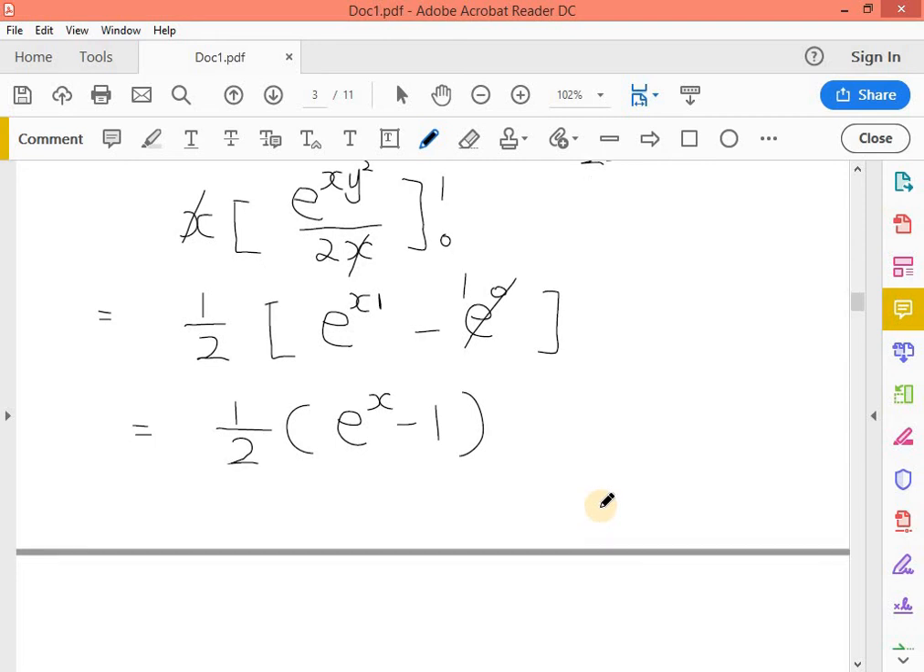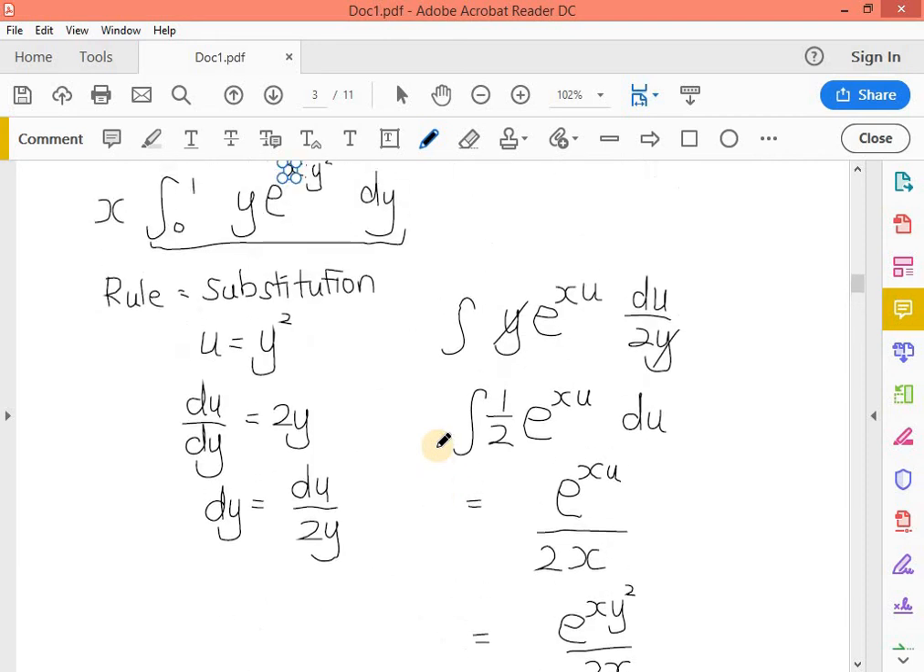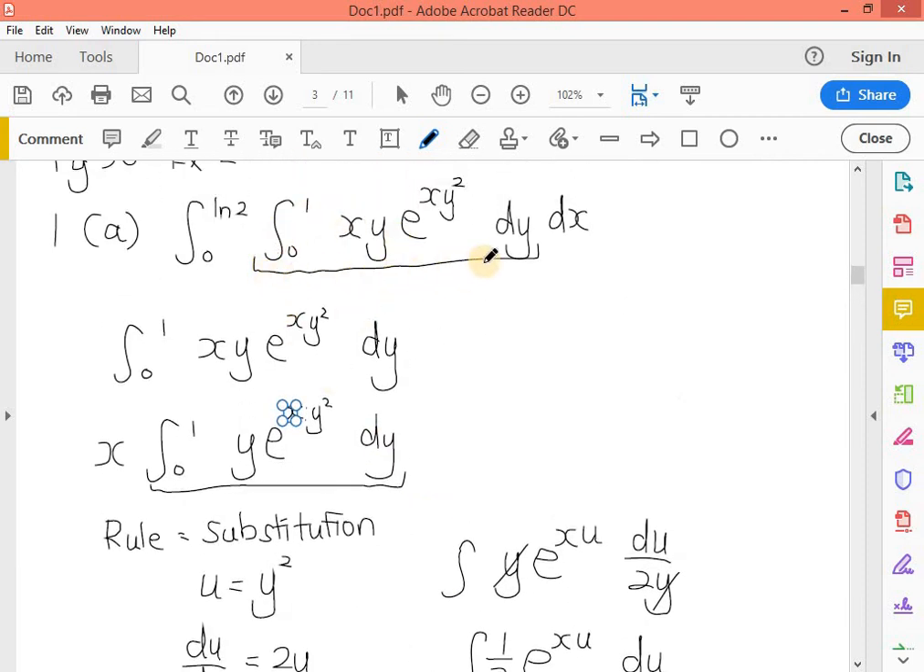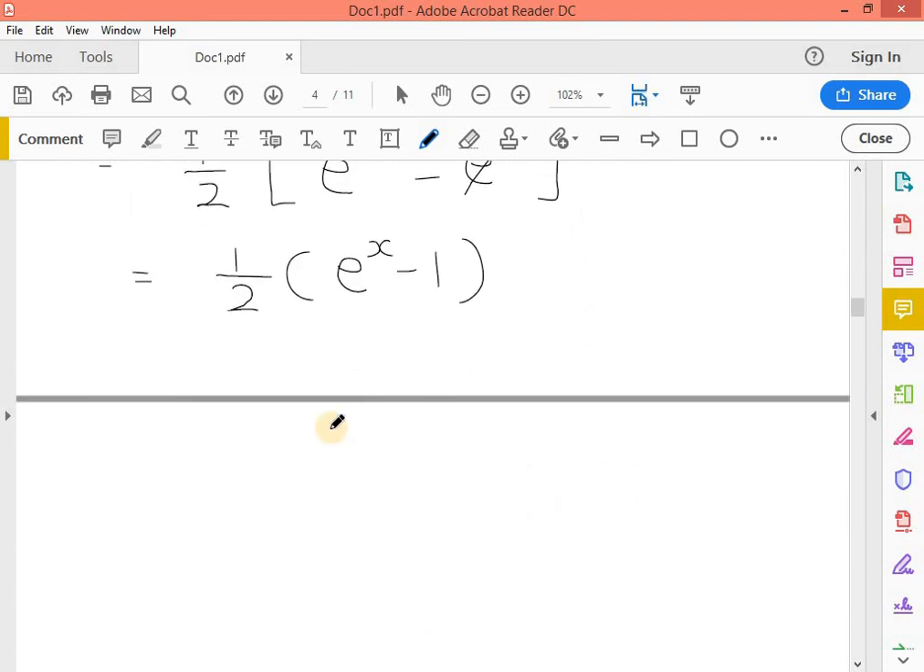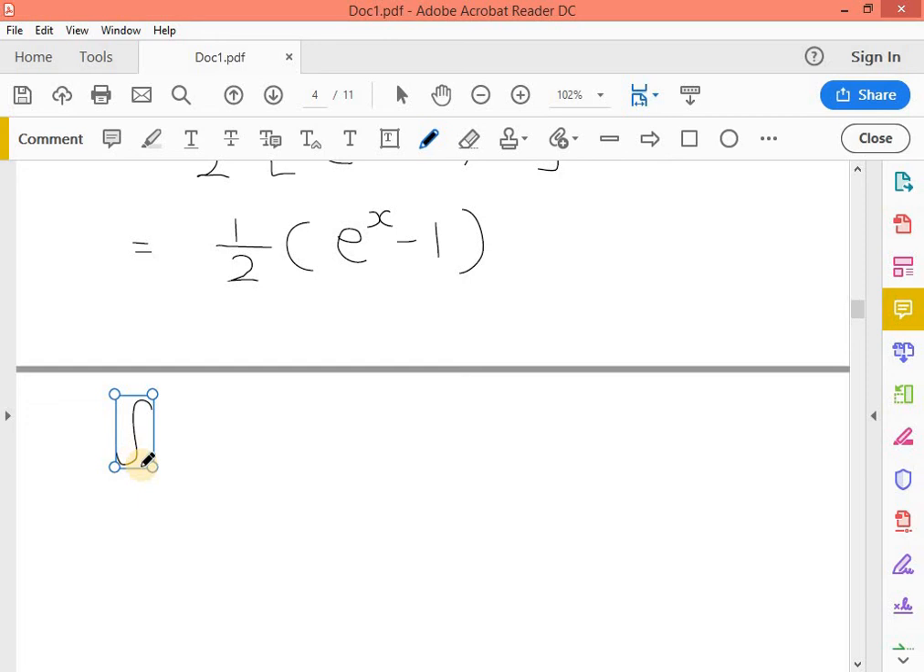Can you follow? Yes. Okay, next we have to move on to the outside integral. Do you remember? Just now I was talking about the inner integral. Now you have to put the answer that we got just now into this part and perform the second integral with respect to dx. So this is the second integral. Then you put your 1 over 2 exponential x minus 1 and then dx here.